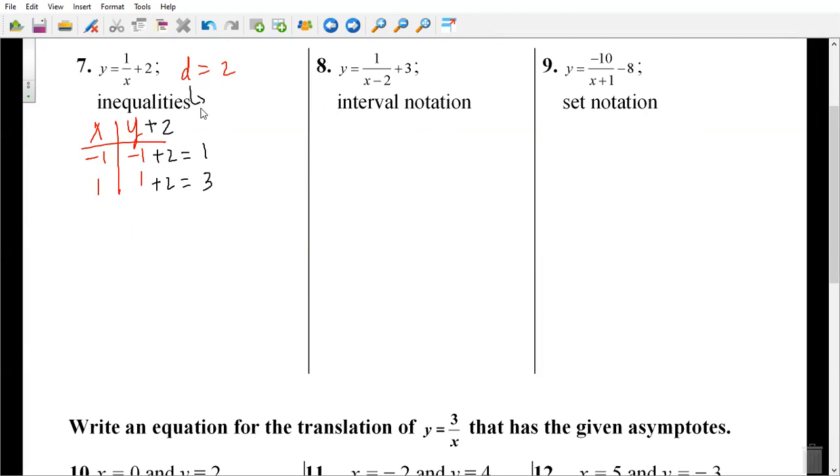D also affects our horizontal asymptote. Our horizontal asymptote is currently at y equals 0. But because D is 2, we have to add 2 to our horizontal asymptote. So our horizontal asymptote is now at y equals 2.